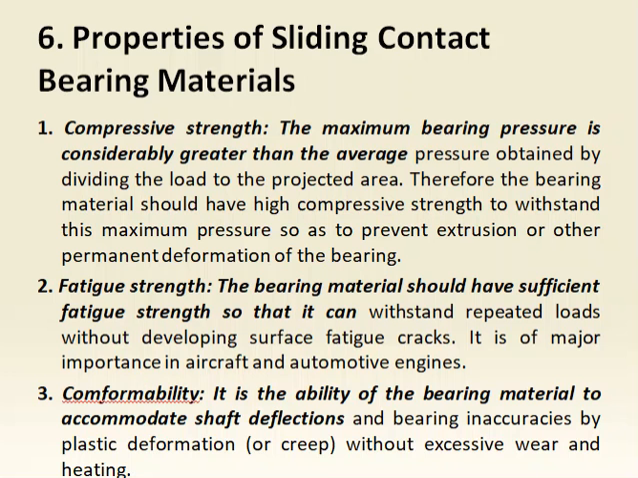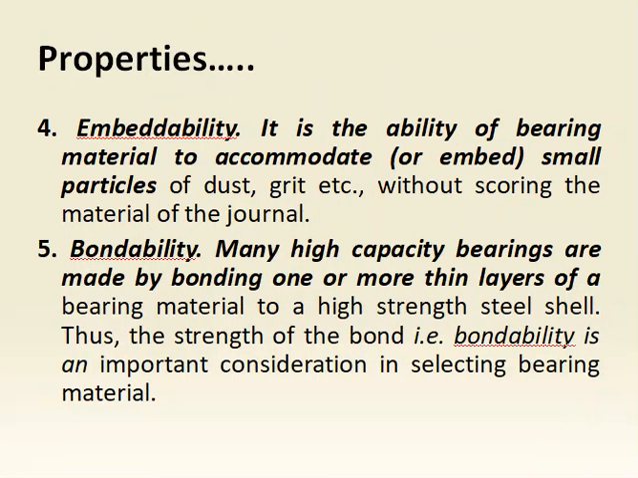Coming to the next important property, the fourth one, embeddability. It is the ability of the material to accommodate or embed small particles, like dust and grit, so that they do not mix together, without scoring the material of the journal.